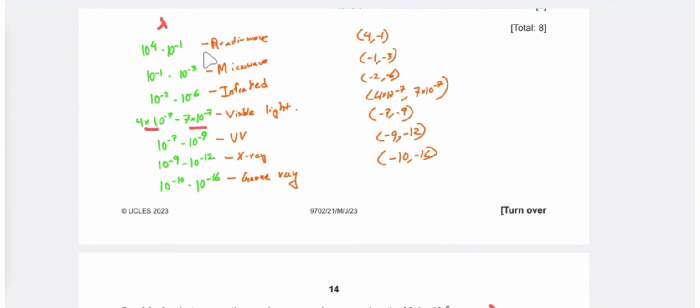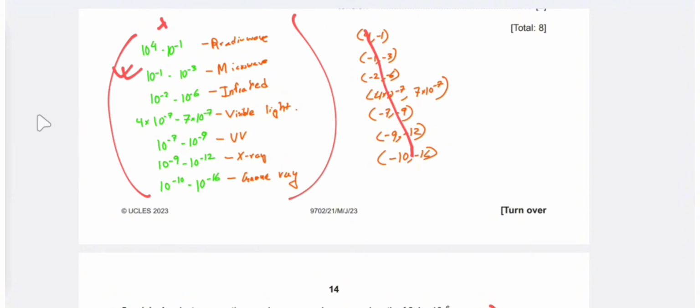You can memorize this easily by the exponents: 4 to negative 1, negative 1 to negative 3, negative 2 to negative 6, 4 into 10 to the power minus 7 to 7 into 10 to the power negative 7, then negative 7 to negative 9, negative 9 to negative 12, and negative 10 to negative 16. These are the wavelengths, lambda, and you have to memorize these values.